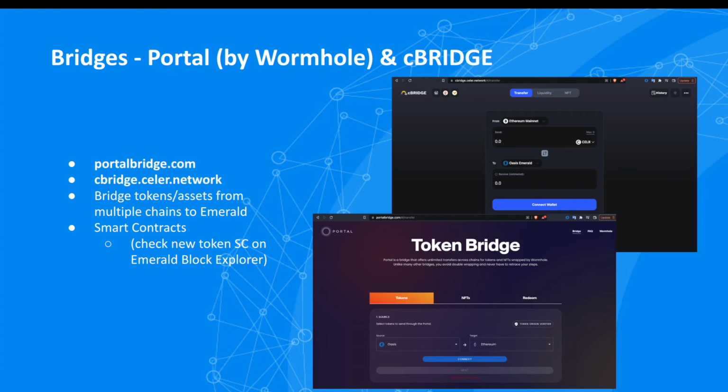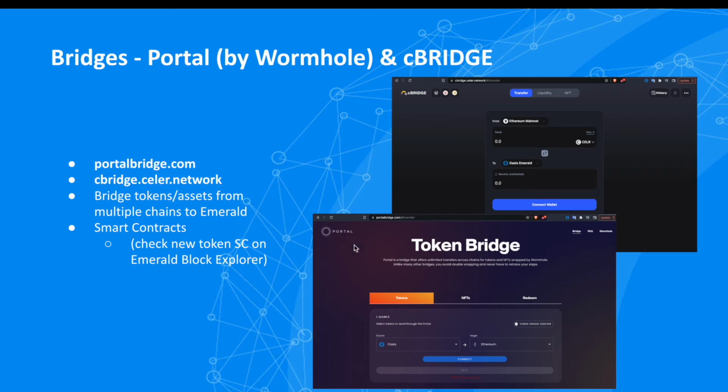What does that mean? It means there are some smart contracts in between, but essentially, let's say you had 10 Ethereum on Ethereum, you actually bridge those 10 Ethereum to Emerald. And then you can use this 10 Ethereum on Emerald Network, maybe for swapping, maybe for staking, maybe for providing liquidity. I don't know. You have many options. But that's essentially what it does. It bridges your assets from multiple chains to the Emerald blockchain or to the Emerald Paradigm.